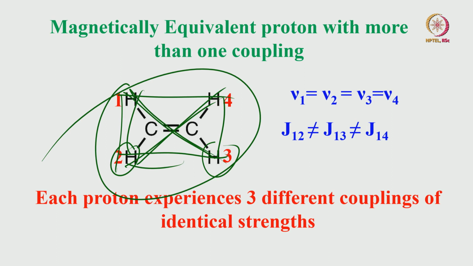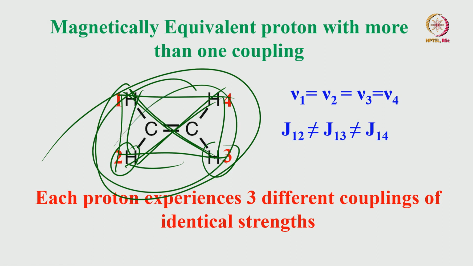Not only can there be multiple couplings, sometimes there can be a single coupling also, but magnetically equivalent. An important point you should remember is all magnetically equivalent spins are chemically equivalent, and the converse is not true. And all these magnetically equivalent spins, if you take the NMR spectrum, give rise to a single peak. For example, ethylene gives rise to a single peak in NMR.